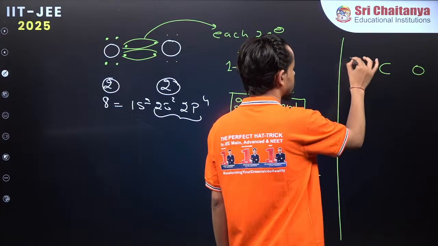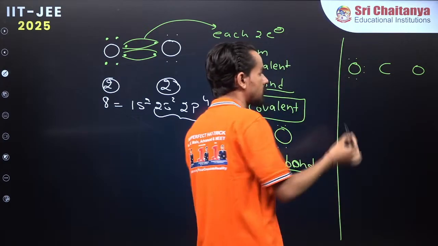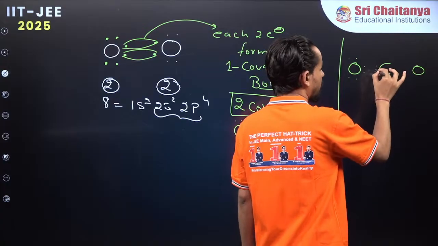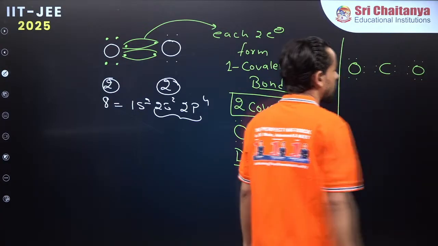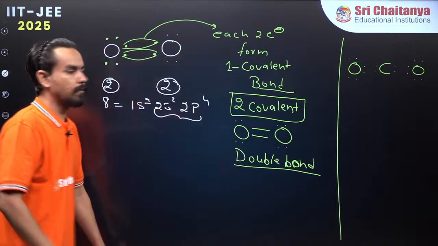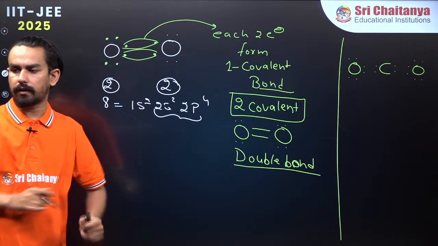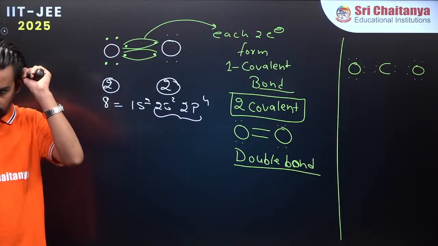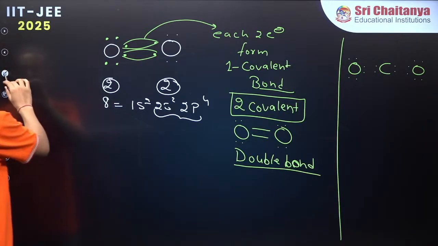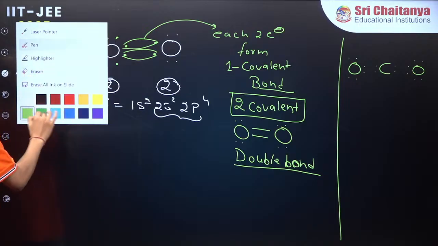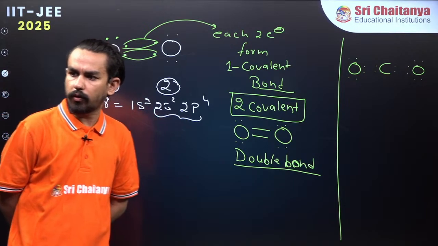Oxygen has 6 valence electrons. Carbon has 4 valence electrons, and this oxygen also 6. Tell me, how many will be shared between which of them? C double bond O, very good.